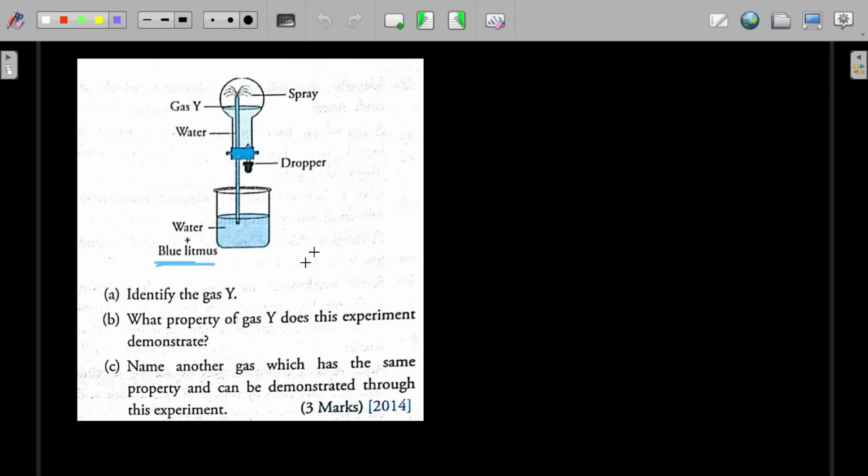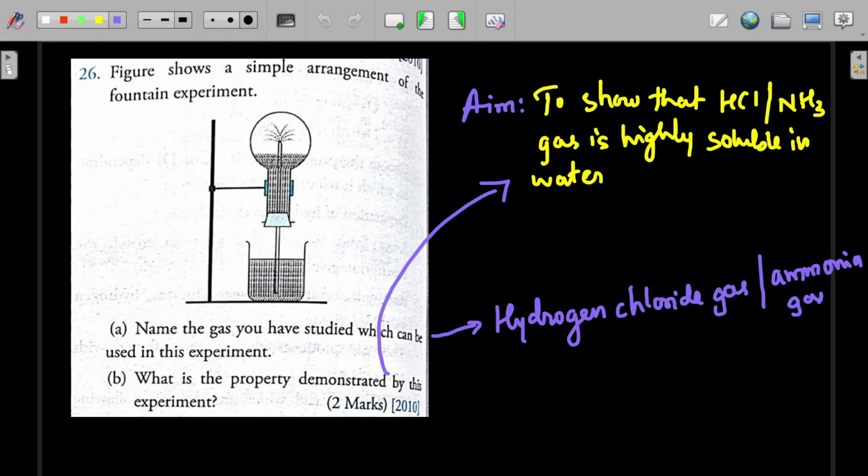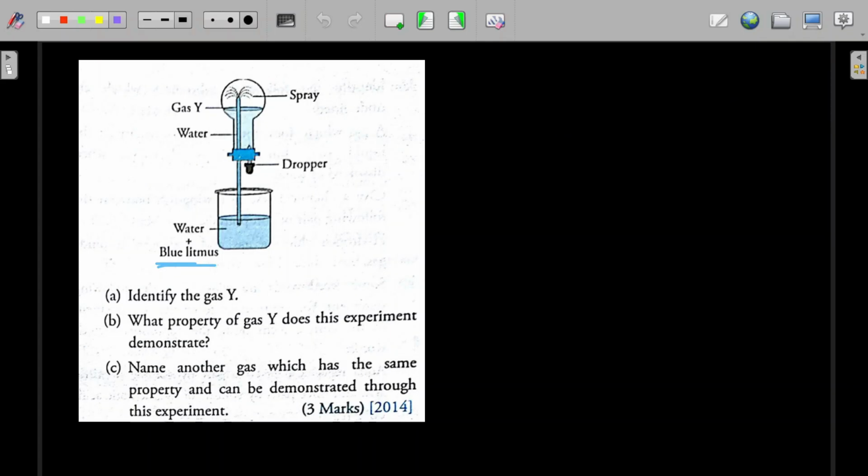Okay. I have written both now here. Unless they specifically give you either the color of the gas, or the color of the fountain or color of the litmus solution, if they mention, in that case we can be specific. Say for example here, yes, Chanvi.